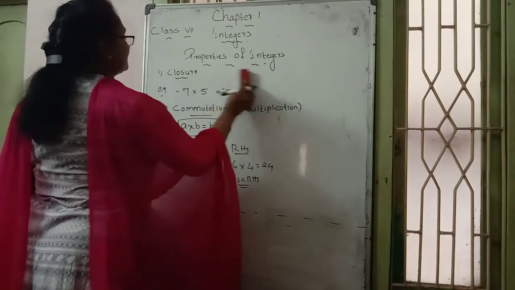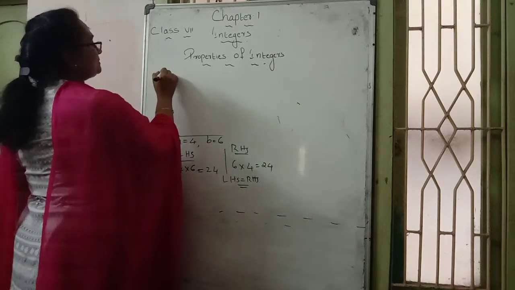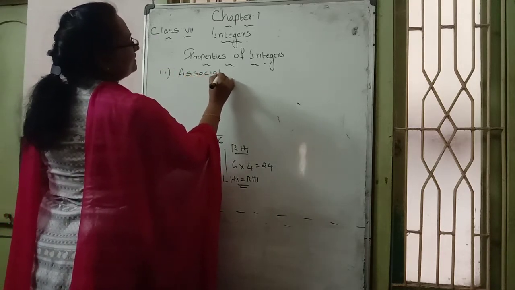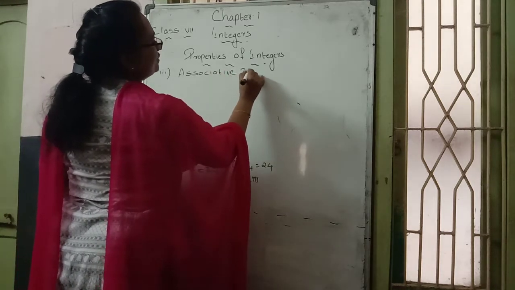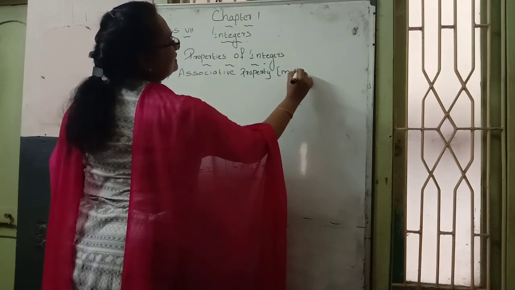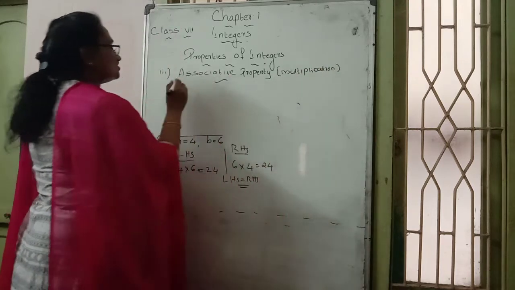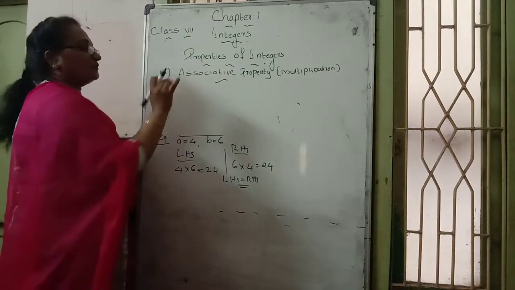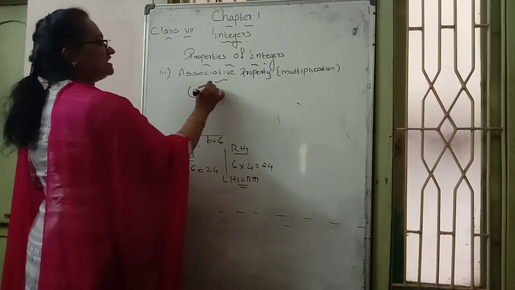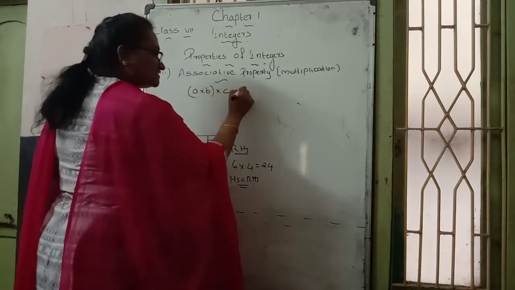The next property is named the associative property. The third property, which last class we learned. Associative property, here we are going to discuss for multiplication. In multiplication, is it satisfying or not? What is the general form? Here three numbers are there. First a and b values are multiplied. That answer is multiplied with the third number, which is our left side answer.